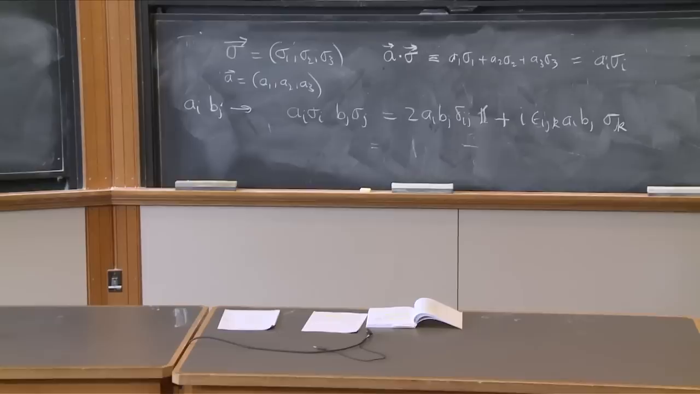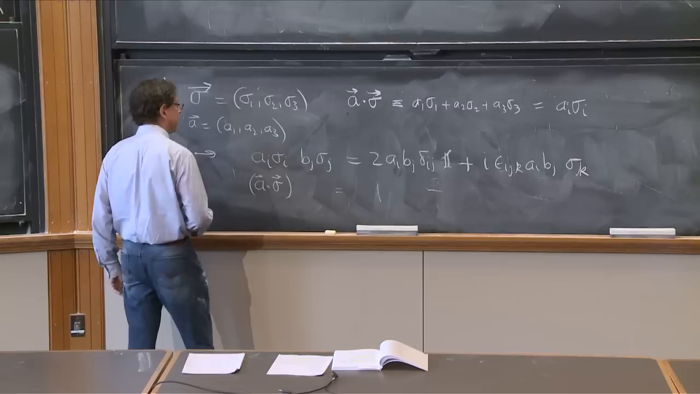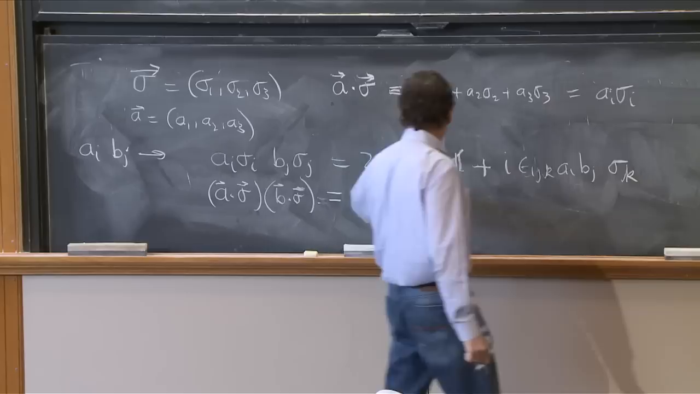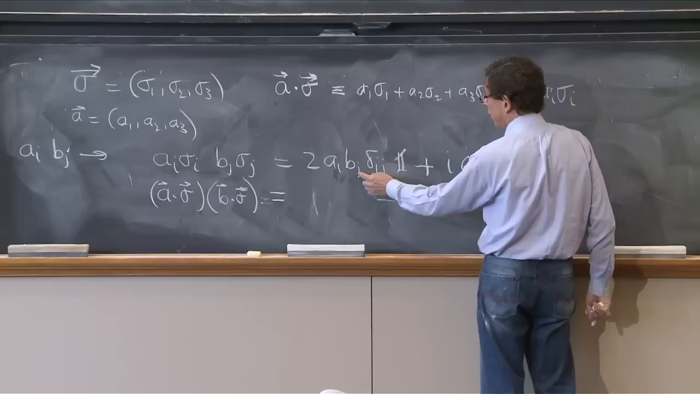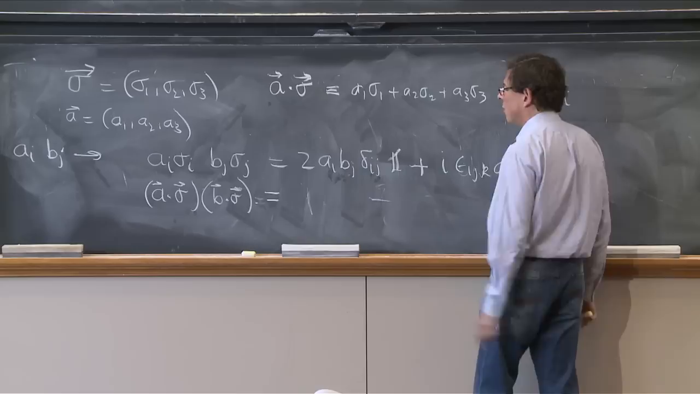Now what? Well, write it in terms of things that look neat. A dot sigma, that's a matrix. This whole thing is a matrix multiplied by the matrix B dot sigma gives you a_i b_j delta_ij. This delta_ij forces j to become i. In other words, you can replace these two terms by just b_i, and then you have a_i b_i.